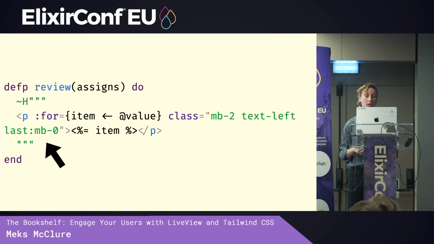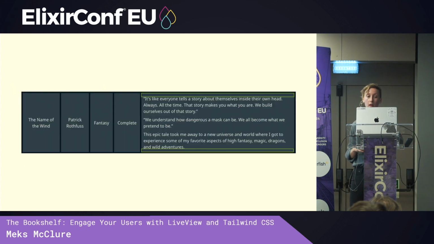Every utility class in Tailwind can be applied conditionally by adding a modifier to the beginning of the class name that describes the condition you want to target. The last modifier will apply styling when it's the last child. And so here, by applying last:mb-0, she removes the margin from the last child and makes her review centered and pixel perfect.